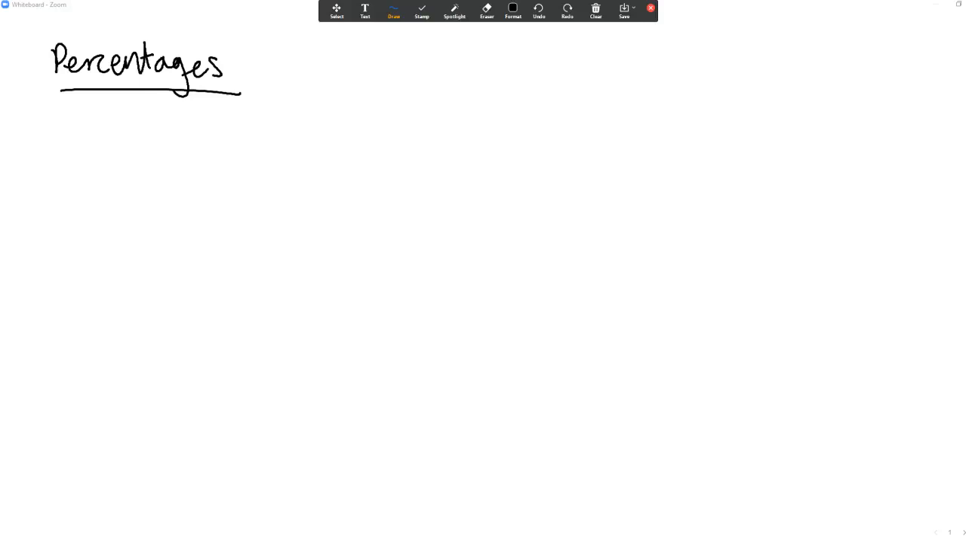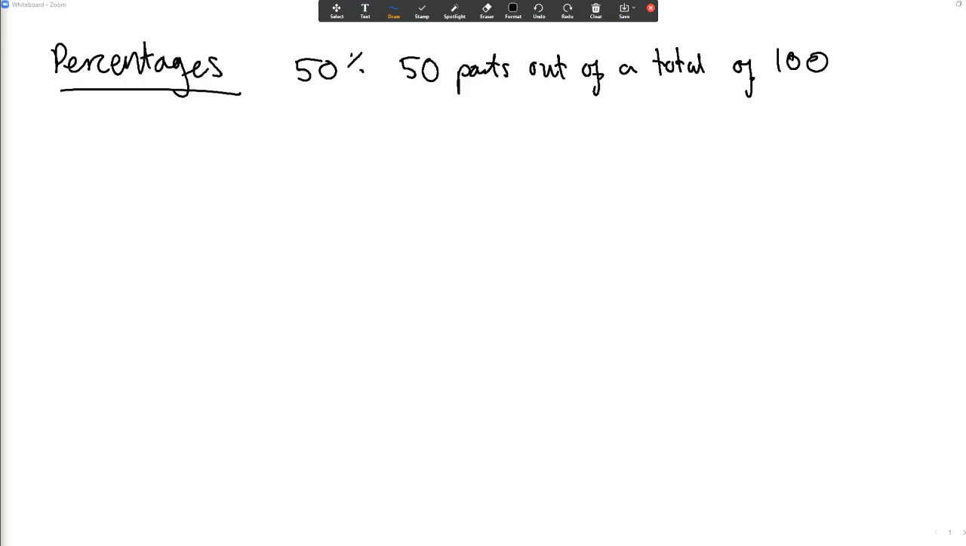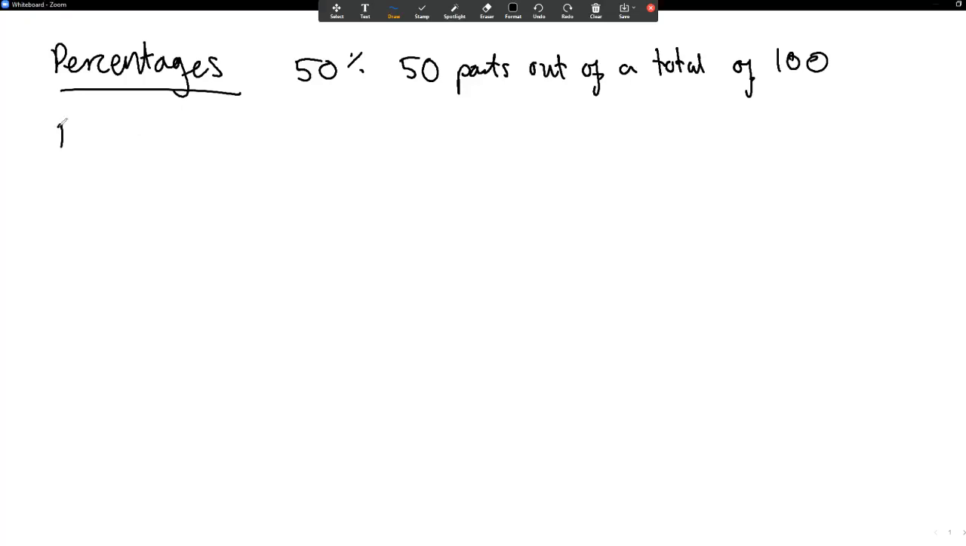Percentages means number of parts per 100. So for example, 50% of a number means 50 parts out of a total of 100. So whenever we think of a value, we can think of that value as being the full 100%, and then we can calculate the percentages. So let's start with an example of how we can calculate the percentage of an amount.